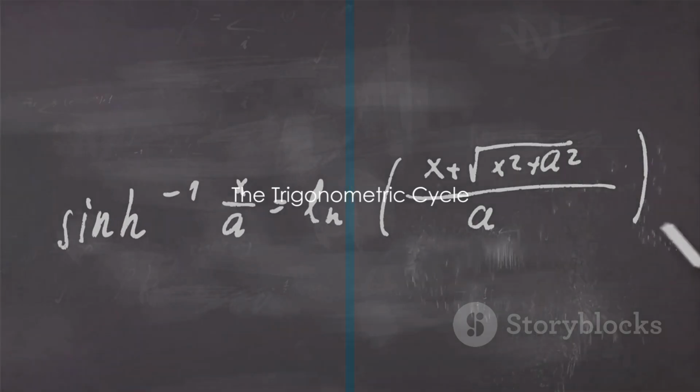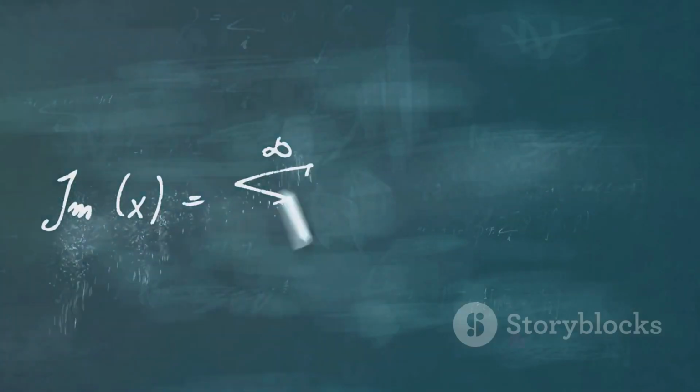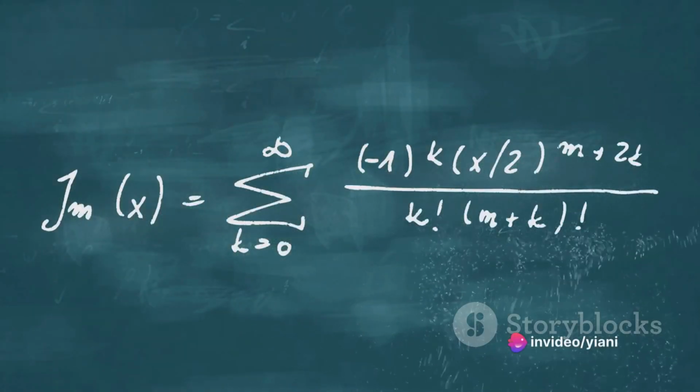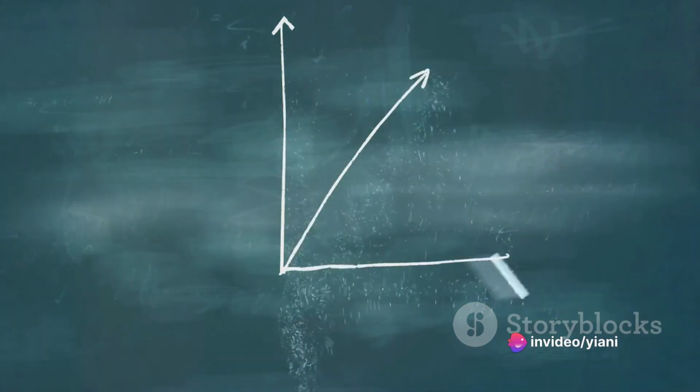Sin 45 degrees equals the square root of 1/2, cos 45 degrees is negative square root of 1/2, and tan 45 degrees is -1. The first quadrant isn't the only star of the show, though. The whole circle, a full 360 degrees, plays a leading role in the trigonometric cycle.